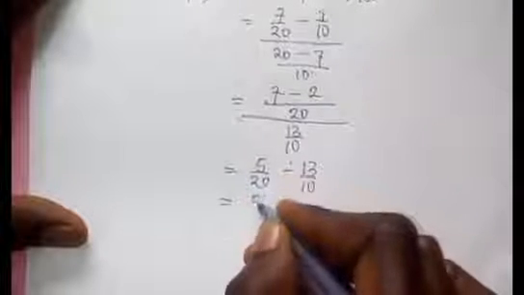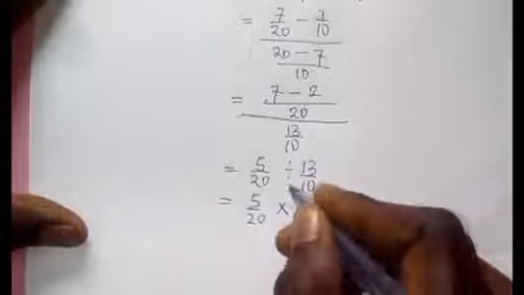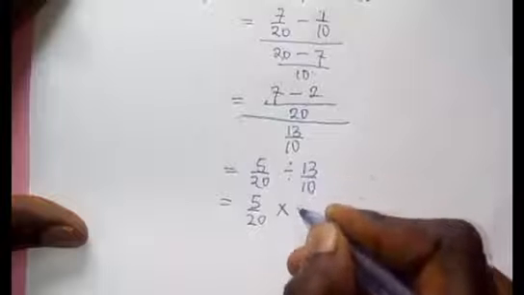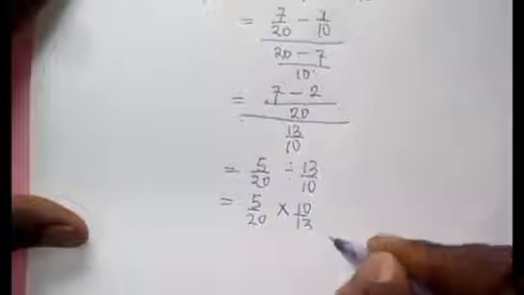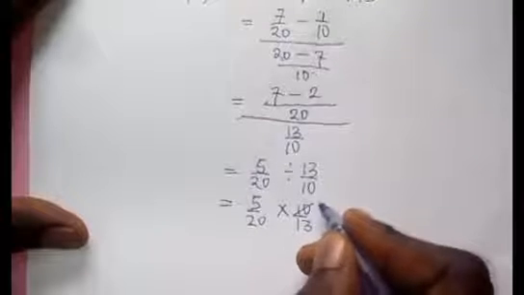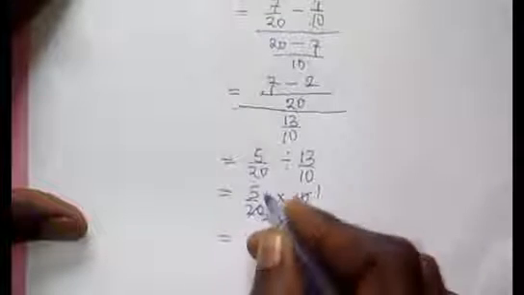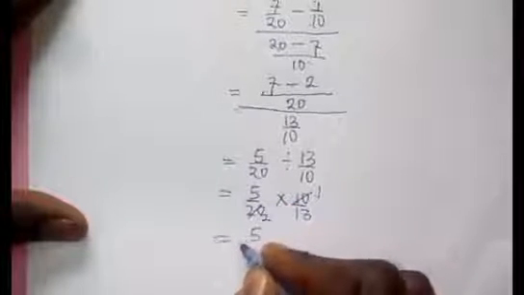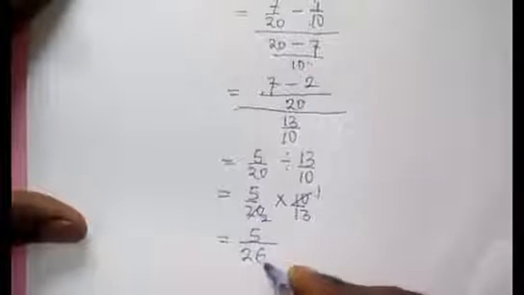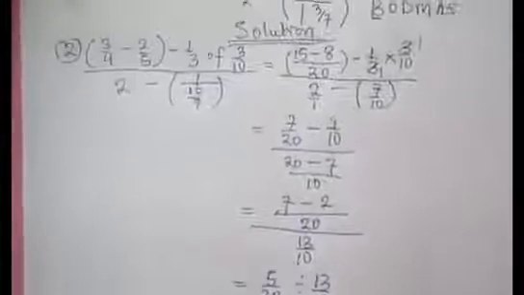So here we have 5 upon 20. Change from division to times, and yes, what happened here? If you change from division to times, you are going to what? Reciprocate this. So 10 comes up and 13 comes down. So from what we have here, you can see that 10 will cancel here 1 and go in here to give us 2. So finally, 5 times 1 will give us 5 upon 2 times 13 will give us 26. So there you have it. This is going to be the answer to this question.